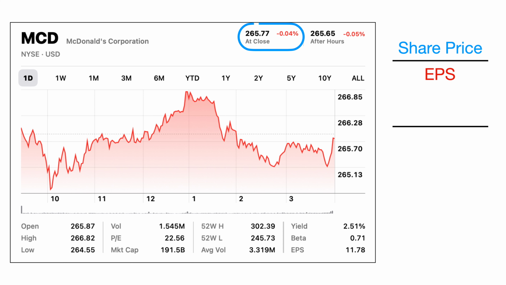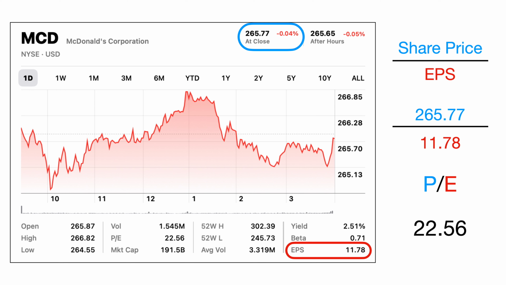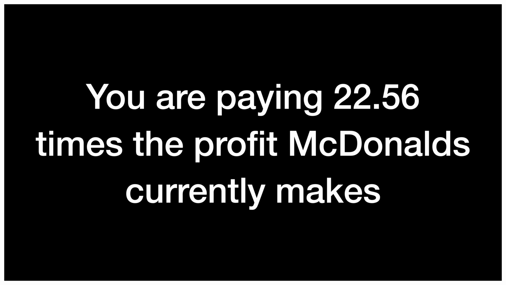So the share price, usually it is taken by the at close number. So 265.77 is what it was at close, divided by the EPS, which in this case is 11.78. And then when you divide that, that's going to give you the PE ratio. In this case, 265.77 divided by 11.78 is going to give us a PE ratio of 22.56, which on the stock chart is right there, PE of 22.56. And what that means is that you are currently paying 22.56 times the actual profit McDonald's makes for one share.